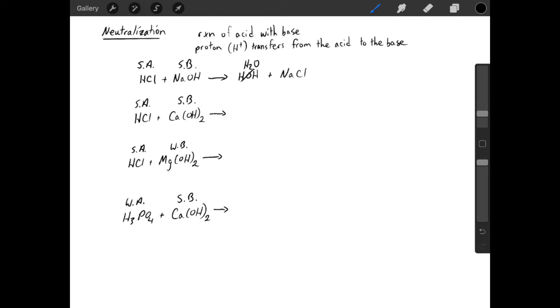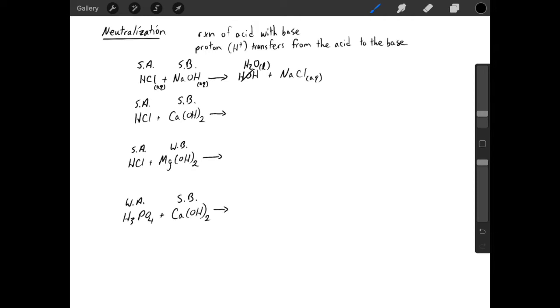And for completeness' sake, we should really remember to include states of matter. So HCl and NaOH are typically going to react in an aqueous form, and they'll produce liquid water and aqueous NaCl. And while we've shown the sodium chloride to be associated, it's important to remember that aqueous sodium chloride really exists primarily as aqueous sodium ions and aqueous chloride ions.